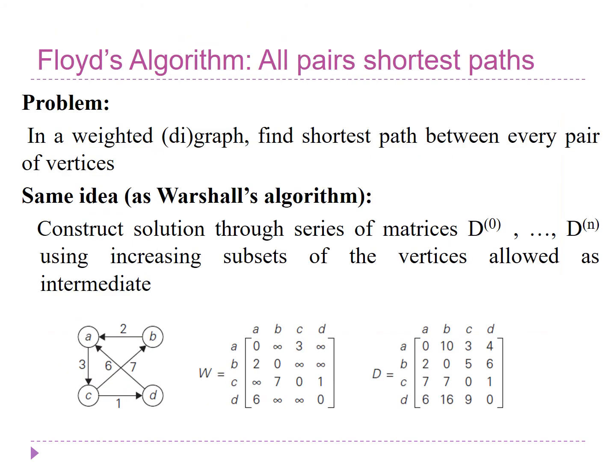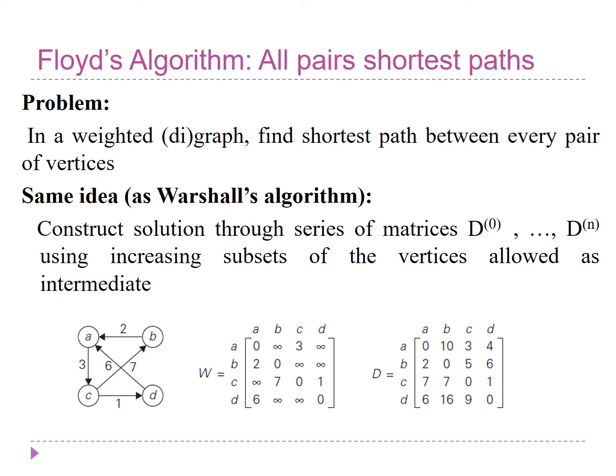Floyd's algorithm. In a weighted digraph, Floyd's algorithm finds shortest path between every pair of vertices. Floyd's algorithm uses the same idea as Warshall's algorithm to find all pairs' shortest path. That is, Floyd's algorithm constructs solution through a series of matrices D0 to Dn using increasing subset of vertices allowed as intermediate.